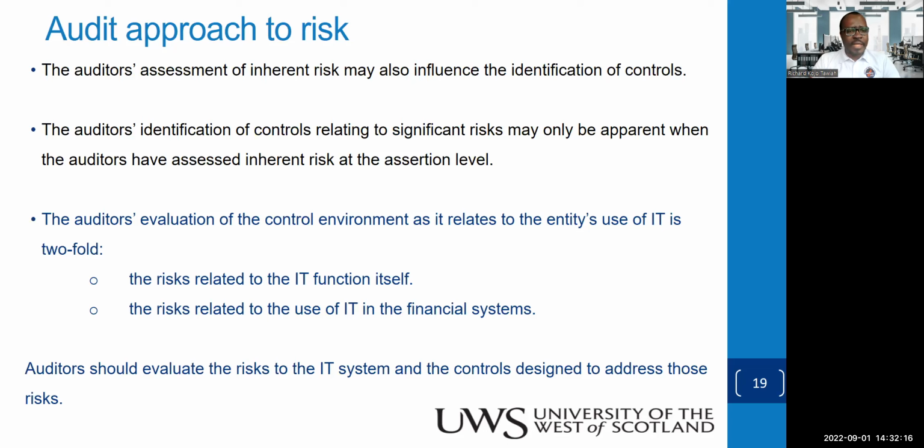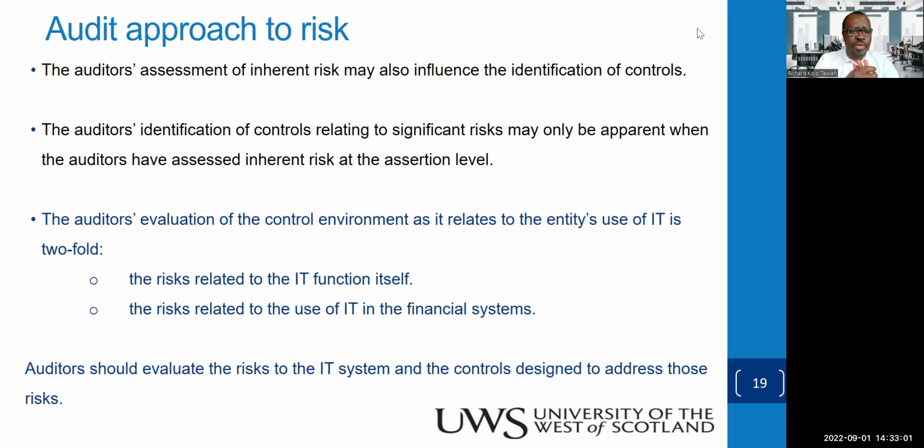Audit approach to risk, once again: the auditor's assessment of inherent risk may also influence the identification of both simple and complex controls, okay? Now, the auditor must identify these controls in areas which are of higher risk to the company. Sometimes they may not be quite open for us to see. We need to dig deeper, okay? And at this level, we must then assess the inherent risk at each assertion level. So if it is the income statement, at the assertion level, check whether it's complete, accurate, okay? And even cut off, at each assertion level.